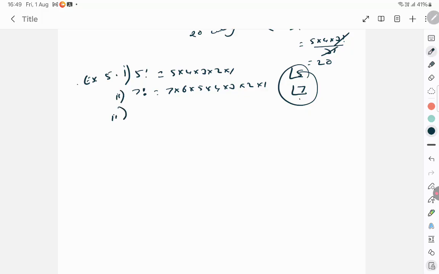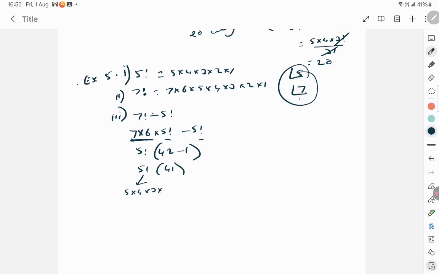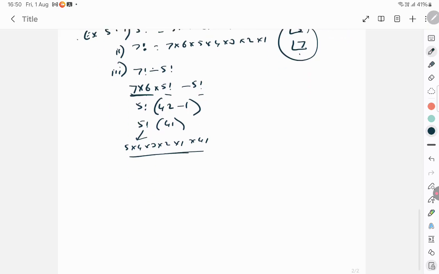So this is the third one, 7 factorial minus 5 factorial, which is 7 into 6 into 5 factorial minus 5 factorial. What is common is 5 factorial. 7 into 6 is 42, minus 1. 5 factorial into 41. 5 factorial is simply 5 into 4 into 3 into 2 into 1, into 41, and you can write whatever the answer is. So taking it out common, writing 7 factorial as 7 into 6 into 5 factorial and 5 factorial, you can take 5 factorial out common and calculations become easier.